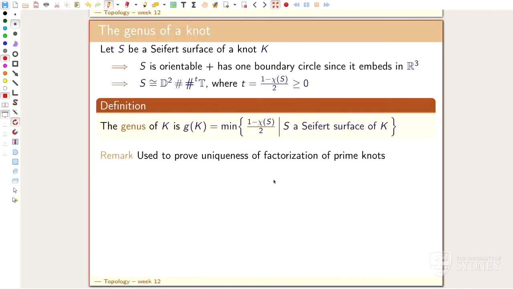We just minimize over the Seifert surfaces, right? So we have infinitely many of them. So we need to pick out the minimal one. So we just minimize the tori, and we call that the genus of a knot. So this number is just T. I just write it in terms of the Euler characteristic. Yeah? So the minimum over all Seifert surfaces, the minimal number of handles you need. There you go. It's called the genus of a knot. For some historical reasons, the number of tori is always called the genus.